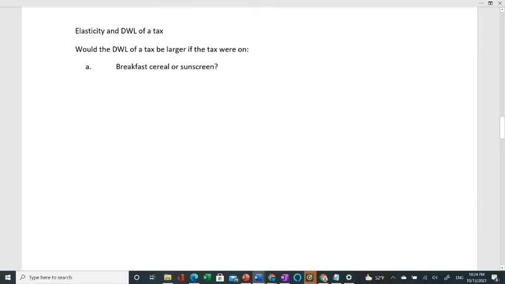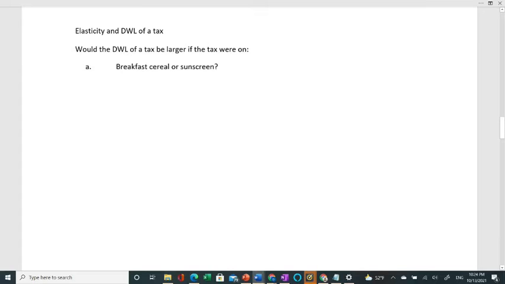We know a tax will create deadweight loss, but the magnitude of the deadweight loss depends on elasticities. Let's use these examples to explain how elasticities affect deadweight loss.